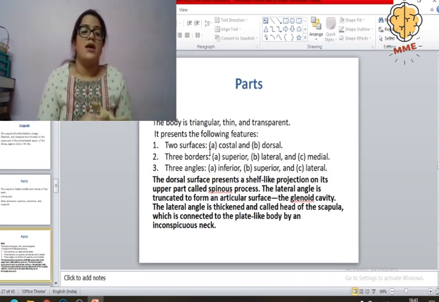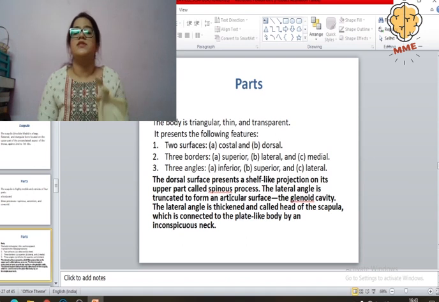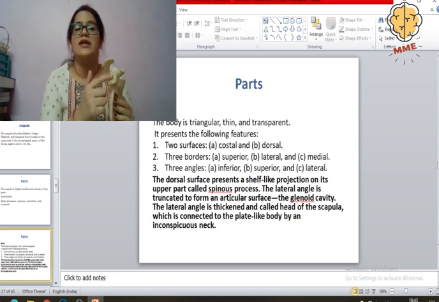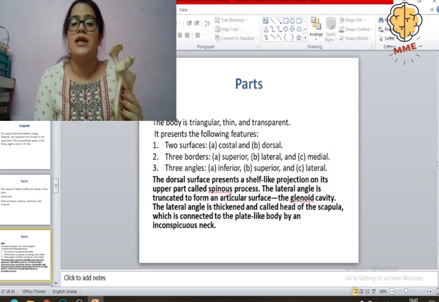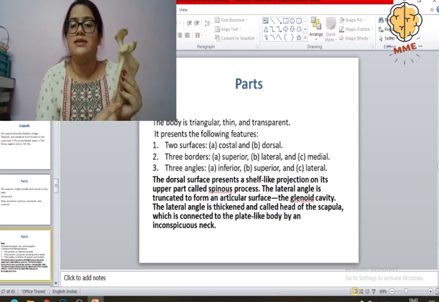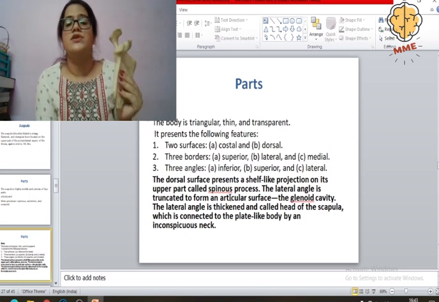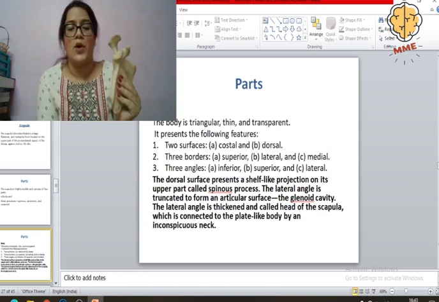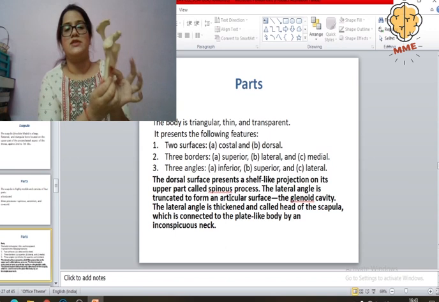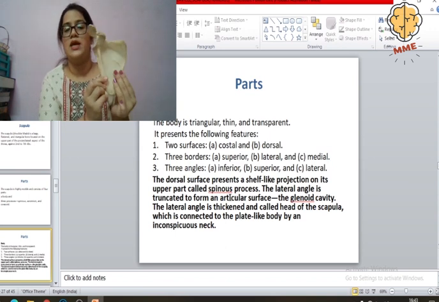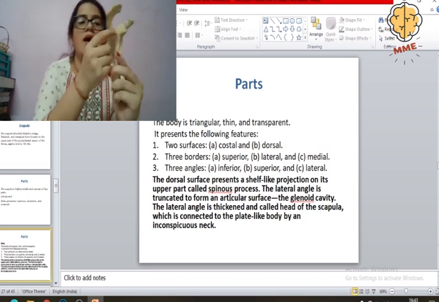Now the dorsal surface presents a shelf-like projection on its upper part called the spinous process. I've already shown you that. The lateral angle is truncated to form an articular surface, the glenoid cavity, this one. The lateral angle is thickened and is called the head of the scapula, which is connected to the plate-like body with an inconspicuous neck. We can hardly see it, right?